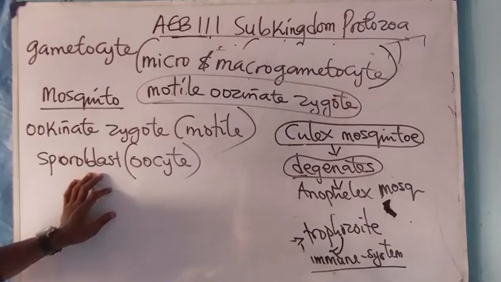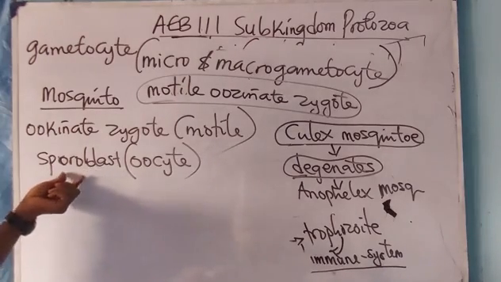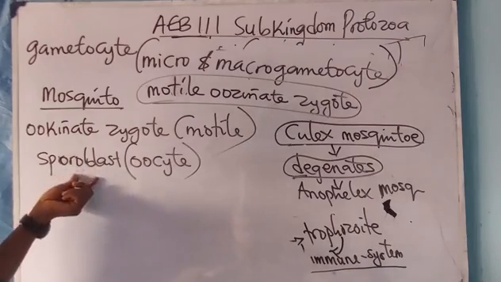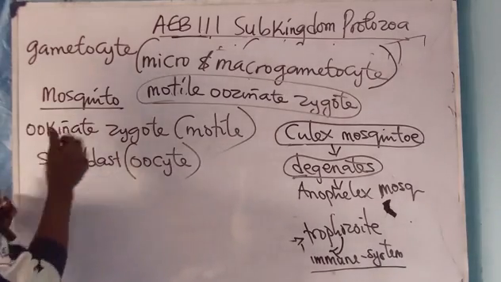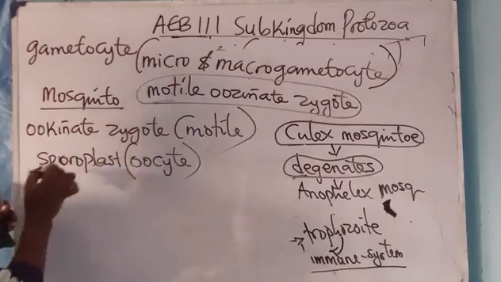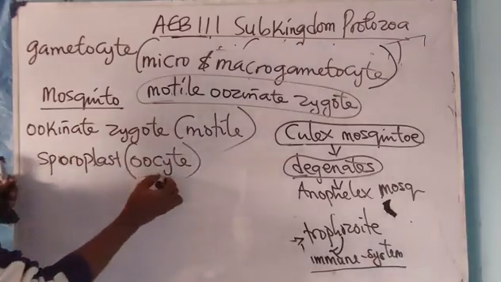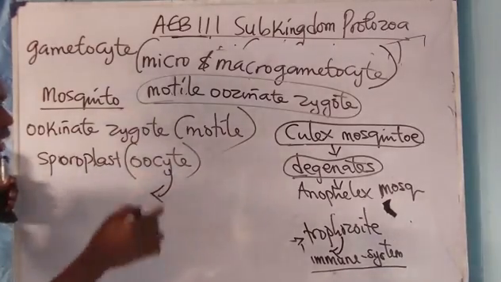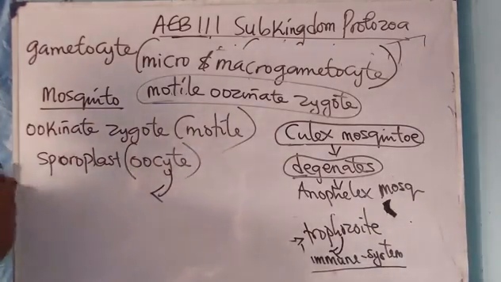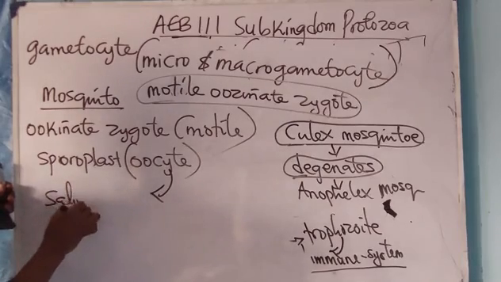Sporoplast. Please check the spelling. I think it's sporoplast. It's a P, not a B. Sporoplast, called an oocyst. Now this oocyst formed will enter into the salivary gland of the mosquito.